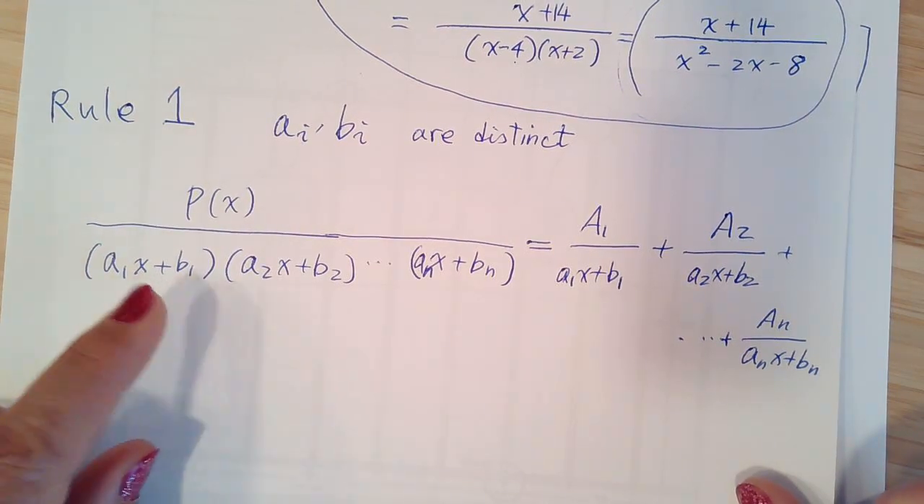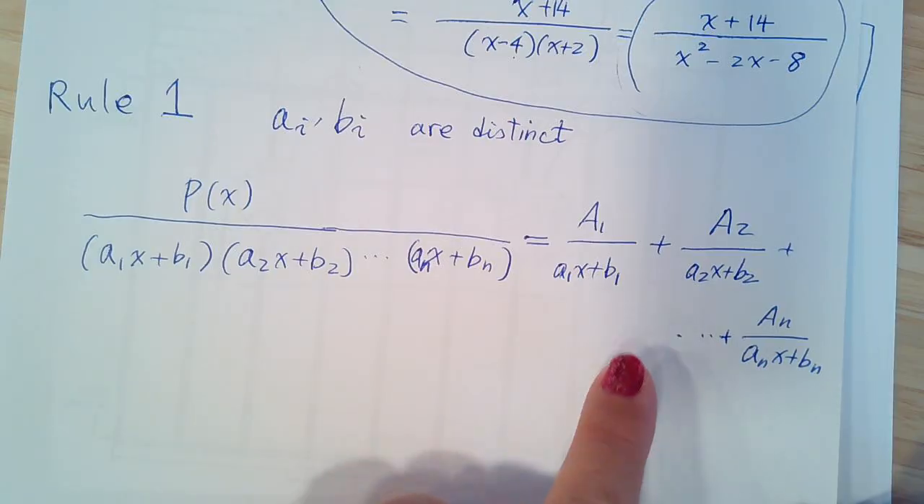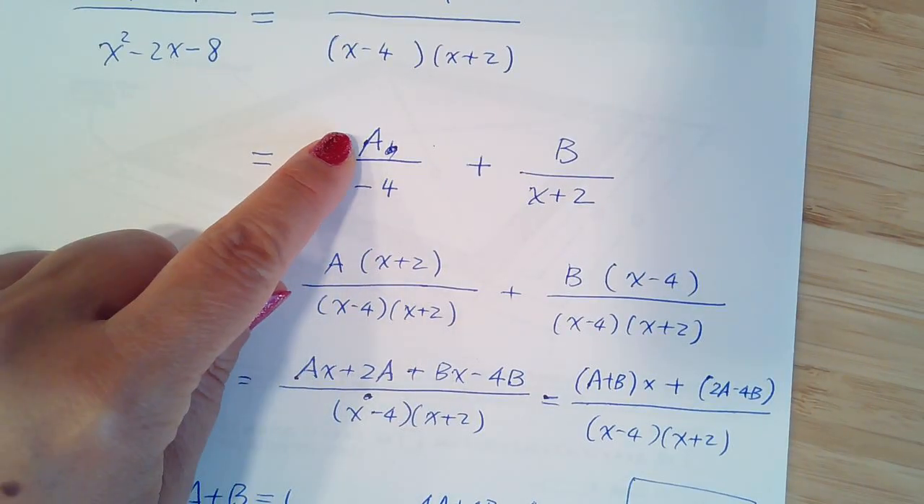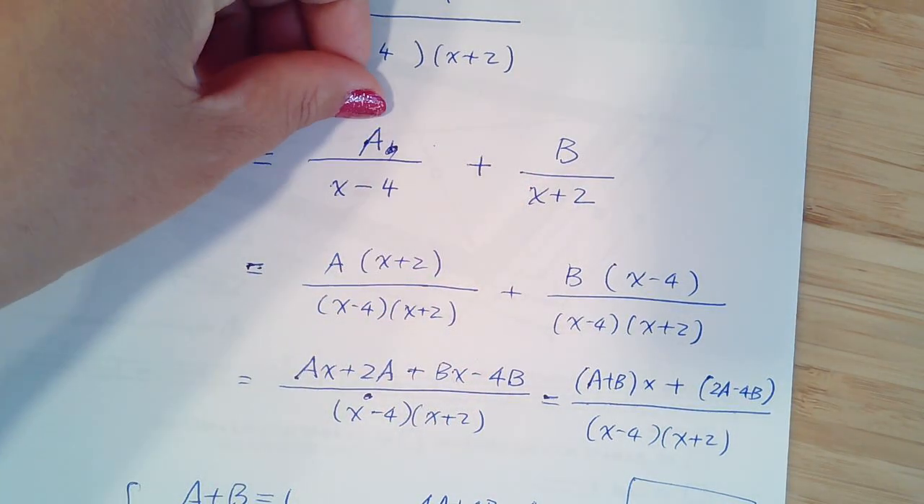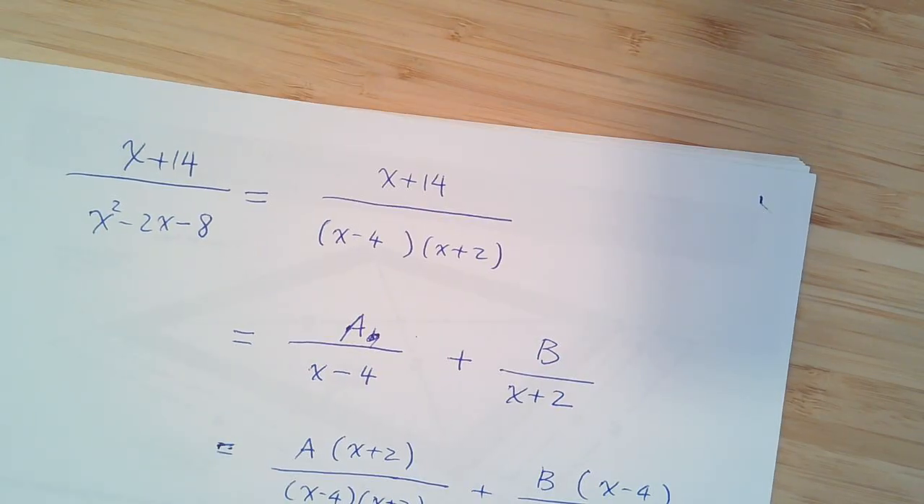If your denominator has all linear terms and each one is different, then you're going to be able to break that into this form. You break that into this form and just call them, you can call this A, B, or M, N, or A1, A2. It doesn't matter, because the purpose is to find what the numbers are. Okay, so that is rule number 1.